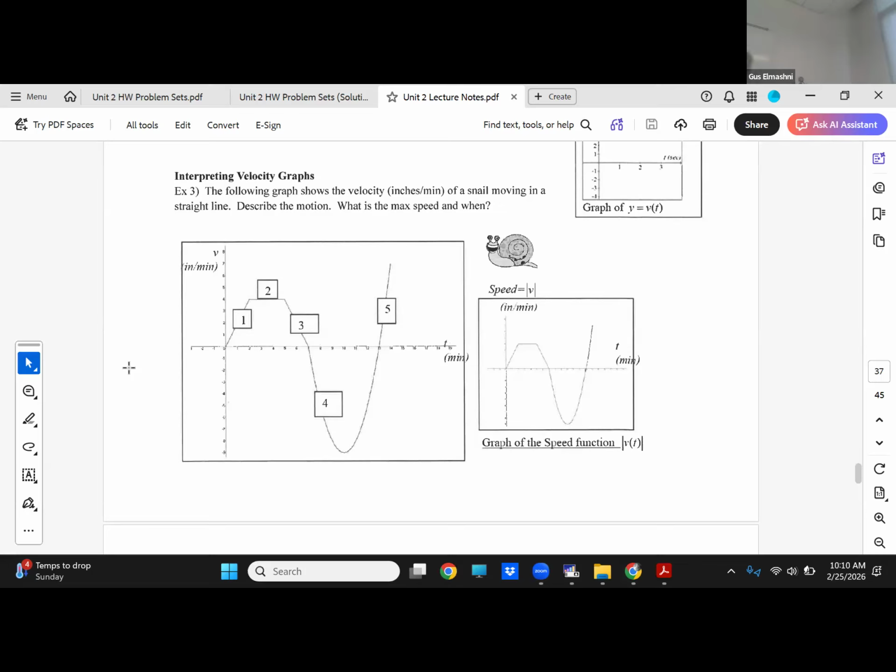Okay. So for one, the snail starts with a velocity of 0 inches per minute. That's going to go in the first blank. And travels for how many minutes steadily? For 2 minutes. Steadily, is it increasing or decreasing speed? Increasing, right? Up to what? 4 inches per minute, correct. Okay, cool.